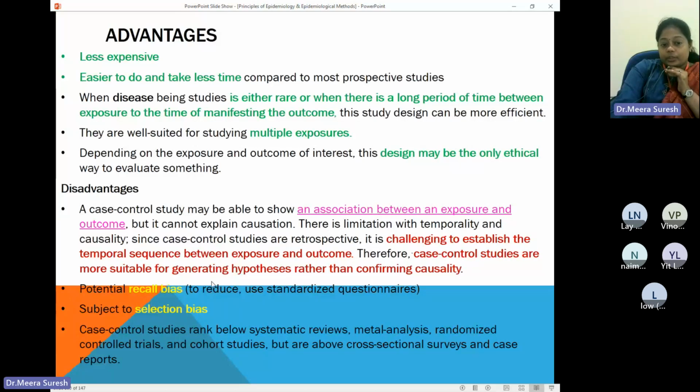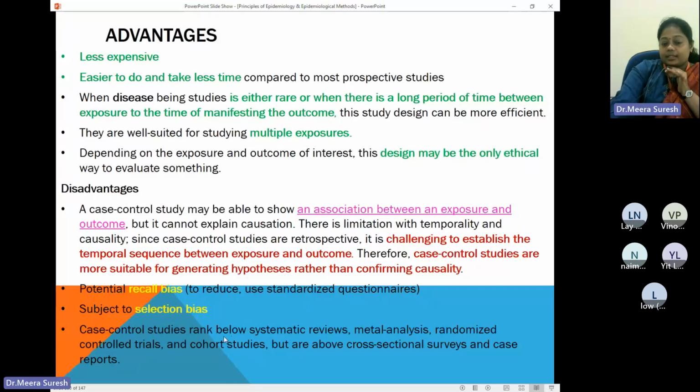So case control is suitable for generating hypotheses of causality rather than confirming them. It is the first step of testing, but the confirmation of causality or temporality can be done only in a cohort study, because we are relying on whatever answers people give. So there can be recall bias. To reduce it, we can use standardized questionnaires, but still some errors are possible. Then, as I told, there will be selection bias in how you select cases and controls.